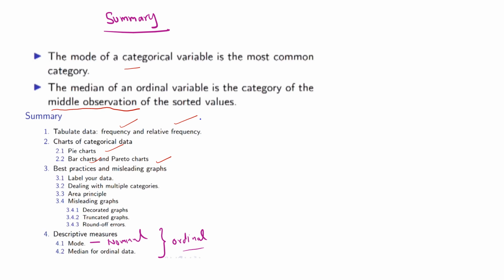We can create a pie chart, bar chart and Pareto chart for the given categorical data. Best practices: label your data, and deal with multiple categories by grouping them as others. We should follow the area principle: the area covered by a bar or slice should correspond to the data. Then we should avoid misleading practices like decorated graphs, pulling a slice out from the center, and truncated graphs. We should not start at, say, 75; we should show a break. Also avoid round-off errors: the total should be 100% or 1.